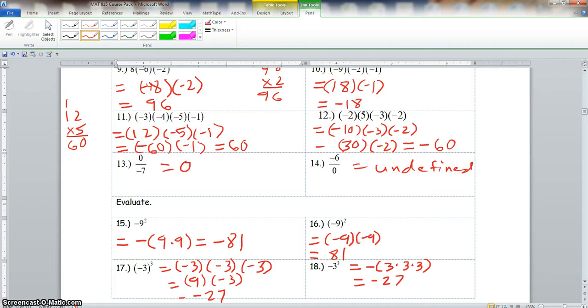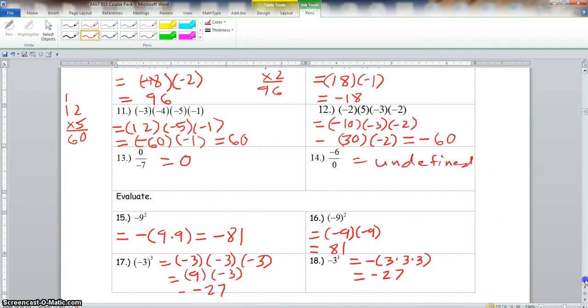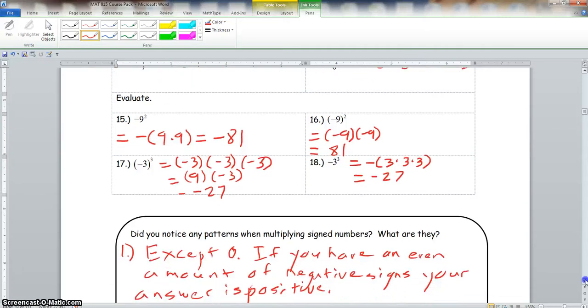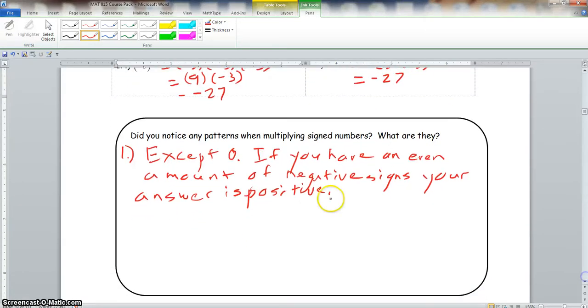Now we go up here to number 9. Number 9, we had 2 negatives. This is all multiplication. You notice our answer was positive. And remember, I said except 0. So that means 0 is not part of the problem. Now, what you notice here is when you have an even amount of negatives, you get a positive.